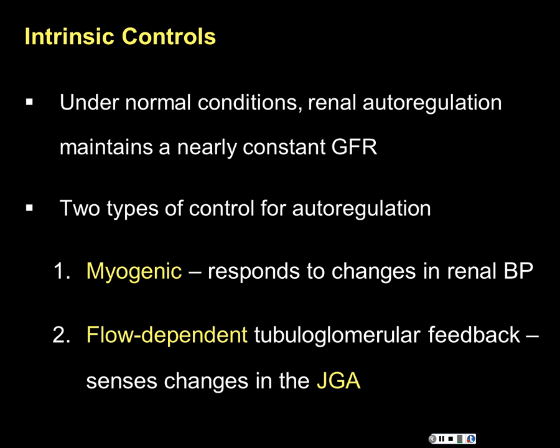All right, so if we look at the intrinsic controls, basically it's going to be dependent upon that juxtaglomerular apparatus. We talked about the smooth muscle mechanosensing cells. That is the intrinsic mechanism that the kidneys use to monitor the pressure going to a particular glomerulus. So there's 2 ways of monitoring it. Myogenic means what? Muscle. Okay. So it's those smooth muscles, which I just mentioned. They respond to changes in renal blood pressure.